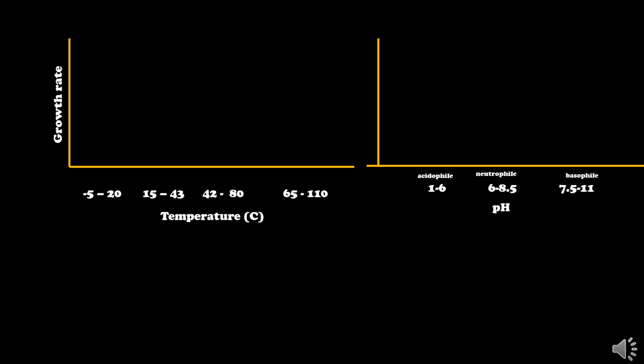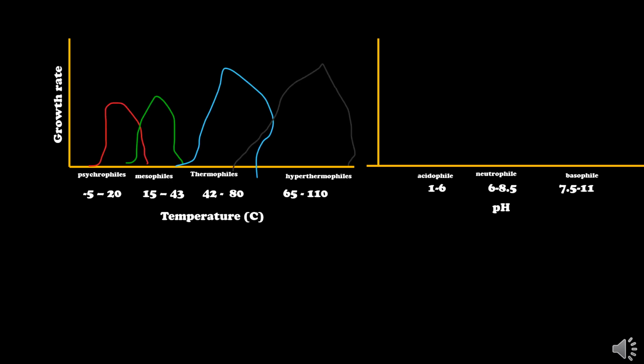For the environment they live in, it varies a lot. So there's pH, temperature, pressure, and salinity. First, let's start with temperature. They're divided into psychrophiles, mesophiles, thermophiles, and hyperthermophiles, with psychrophiles living in the coldest conditions and hyperthermophiles living up to 110 degrees Celsius. Mesophiles live in meso, meaning middle, and thermophiles in warm temperatures, but not super hot.